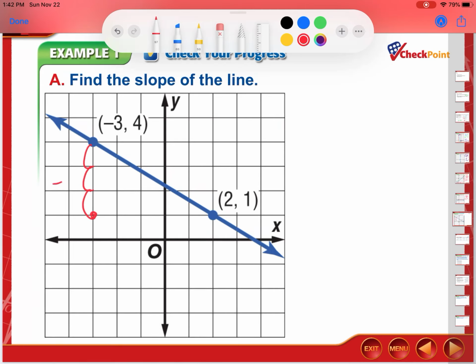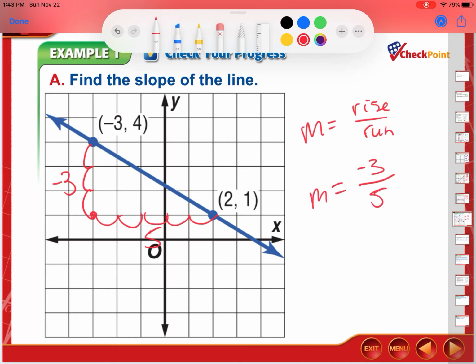So our rise is going to be 1, 2, 3. And it's going down, so I'm going to say -3. And then as we move from left to right, I'm going to count 1, 2, 3, 4, 5. And +5 because we're moving from left to right.